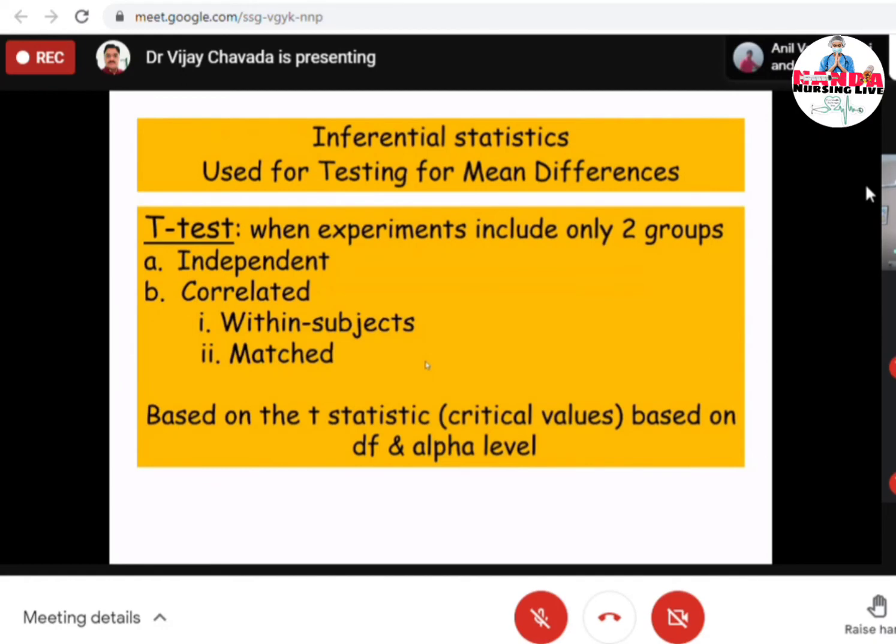There is no absolute zero in the others; these are interval and ratio. Interval and ratio data are usually referred to as parametric data. Ordinal data are usually referred to as non-parametric data. For parametric data, we have different sets of tests of significance.